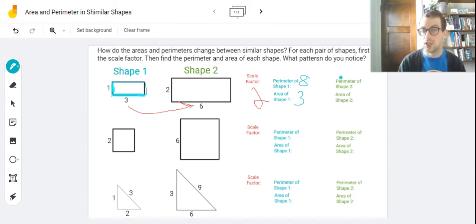You'll do the same thing for shape 2, perimeter and area, and noticing any patterns of how the perimeter and area change when we scale the shape up by a scale factor of 2. Remember, triangles are a little different.